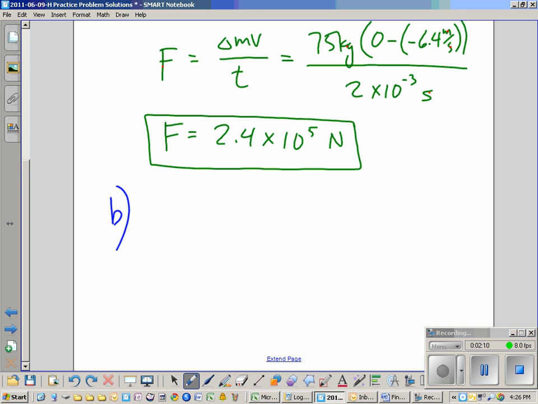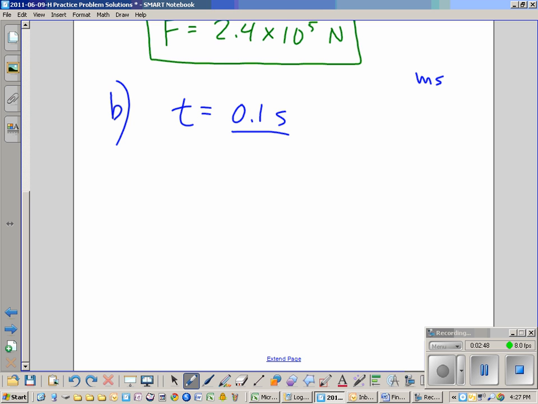Now looking at part B, which I'll do in blue, B for blue, it asks what would the force be if he bent his knees, and in this case, t was equal to 0.1 seconds. We could plug it in like we did up here, or we can recognize that 0.1 seconds is 100 milliseconds. Whoops, not 500, but 50 times 2 milliseconds. Before it was 2 milliseconds, now it's 100, so it's 50. So it'll be 1/50th the force.